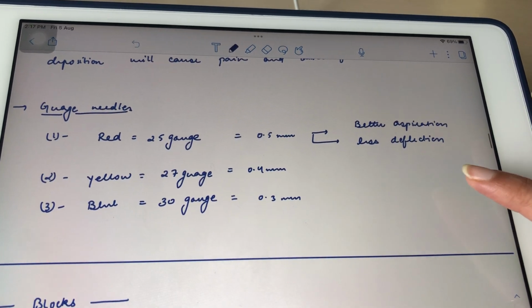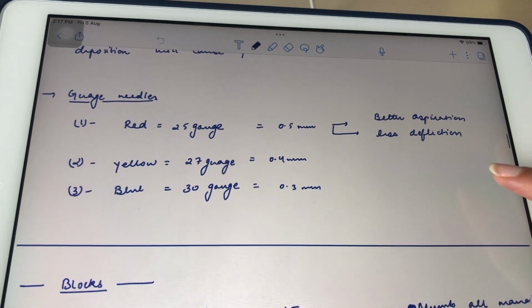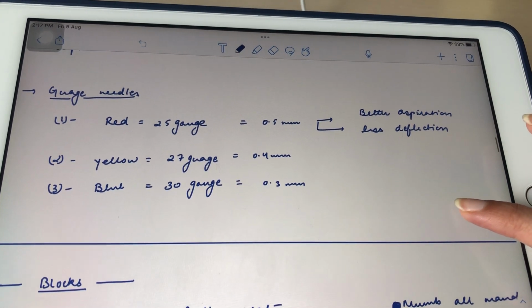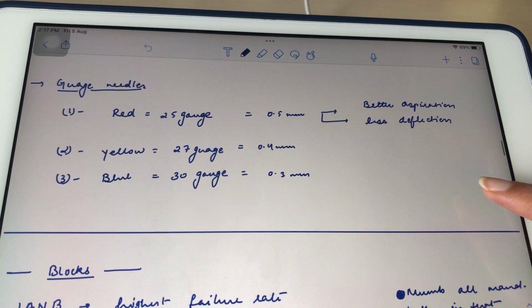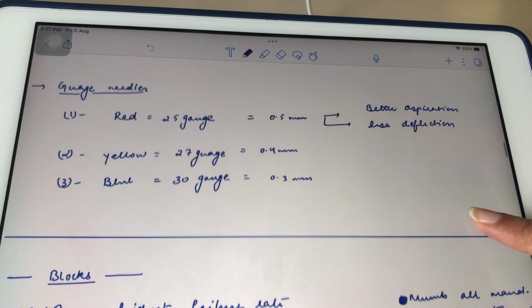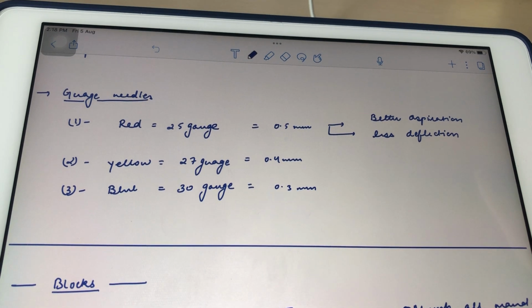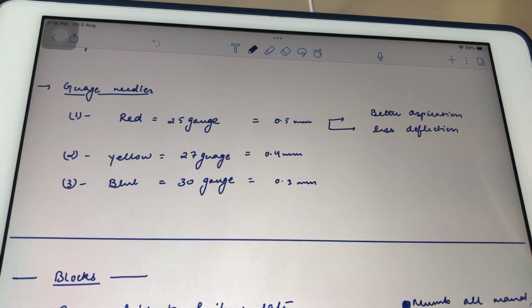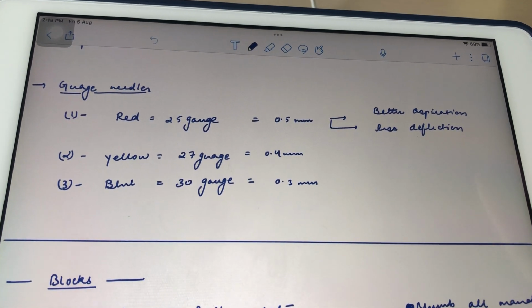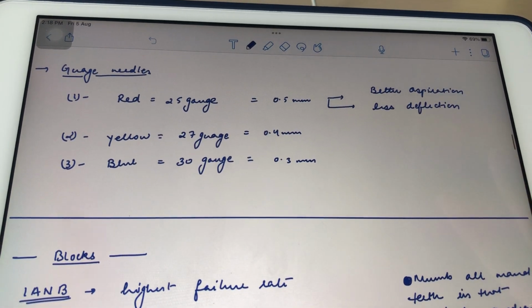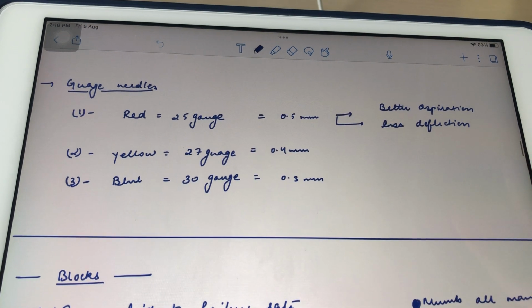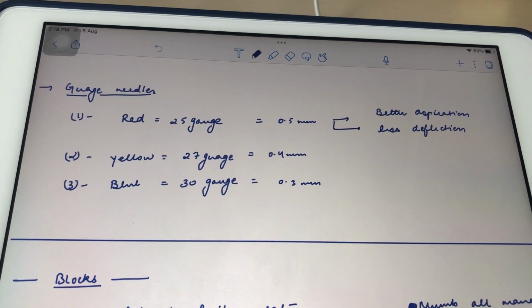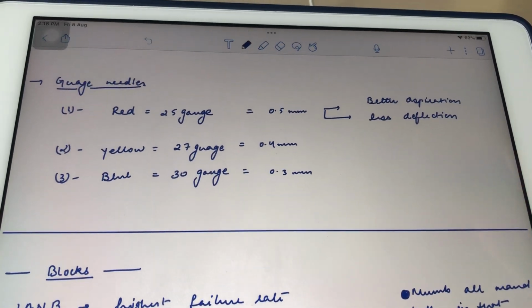Now the gauge needles which are used. The red color is indicated for 25 gauge needle, yellow for 27 and blue for 30 gauge. And mostly which is used is the red needle which is 25 gauge because this has better aspiration and less deflection. The 30 gauge one is a very thin needle and the yellow one is medium.